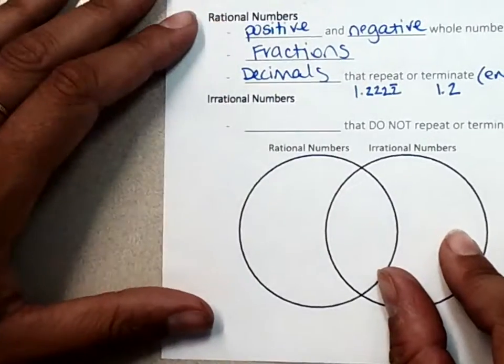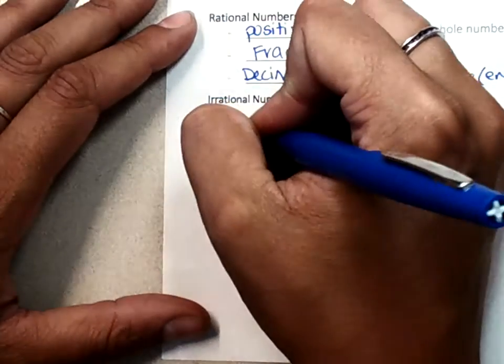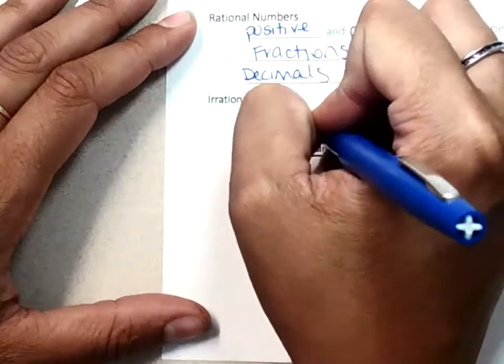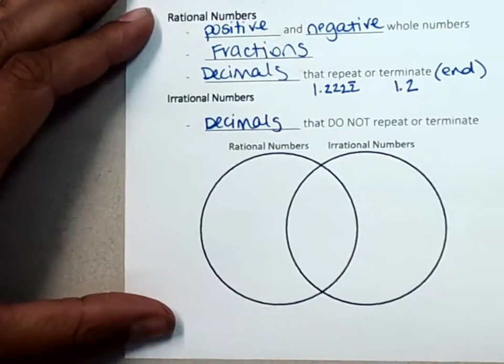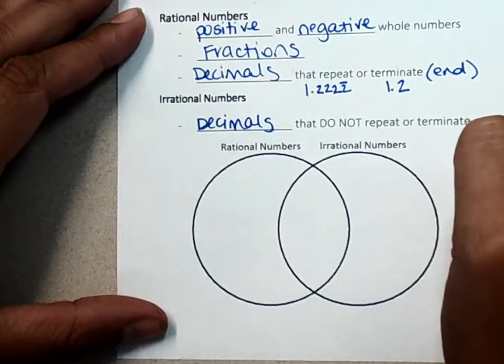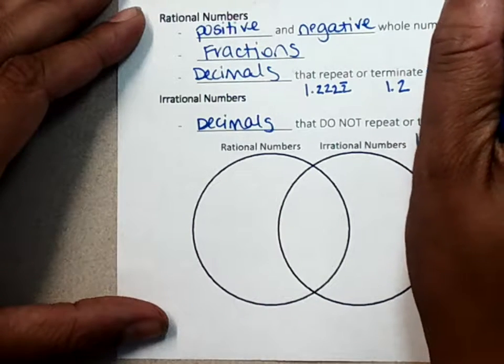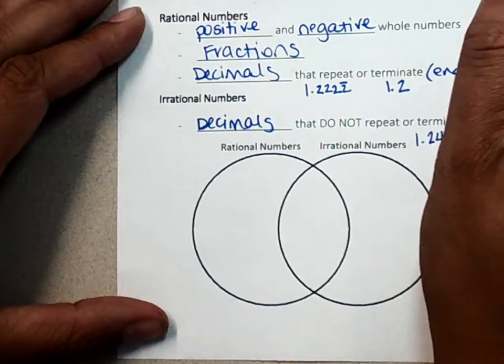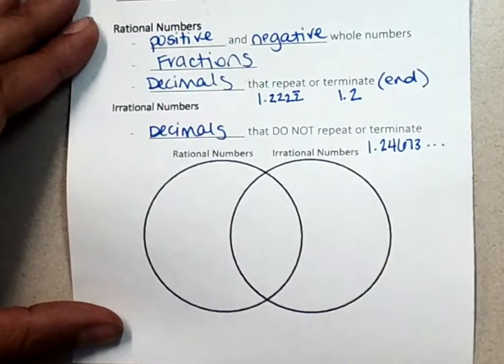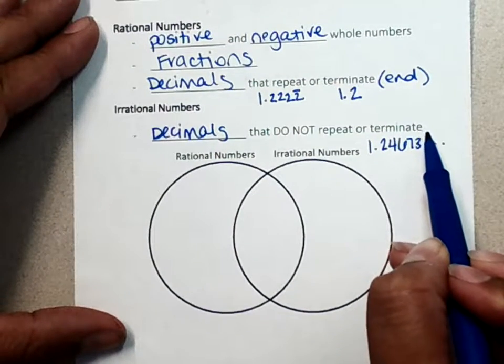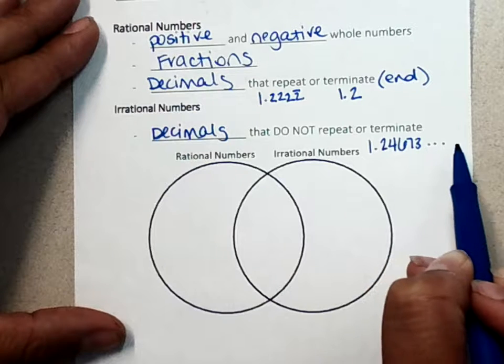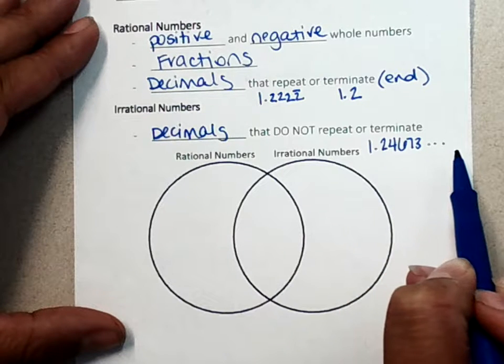Irrational numbers are decimals that do not terminate. So they do not end. And again, that could be something like 1.24673... Notice that there is no repeat sign. Instead, there is an ellipsis to indicate that it goes on and on forever.